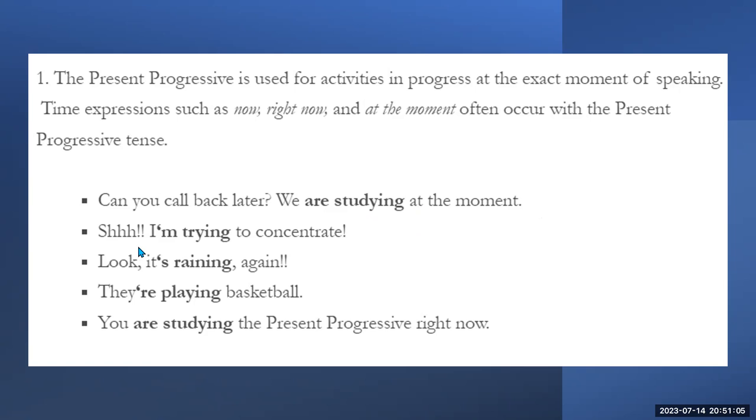We have other examples. I'm trying to concentrate. Or look, it's raining again. Or you can say they're playing basketball. You are studying the present progressive right now. This is the first use. Este es el primer uso. Vamos a ver varios, pero no quiero ir pasando la diapositiva sin que quede claro.